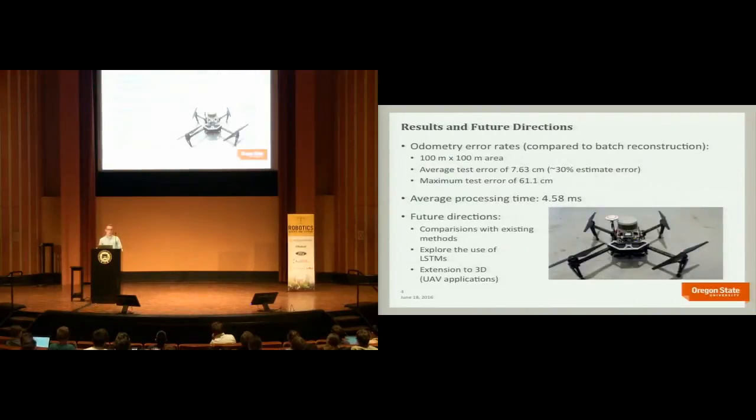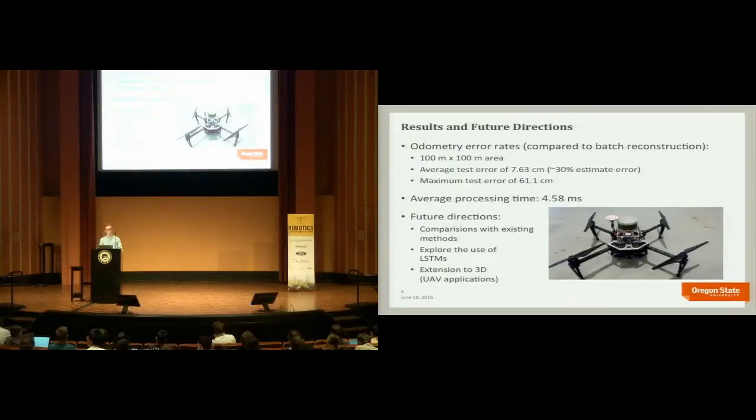So of all the networks we tested, the most accurate we came up with over the 100 by 100 meter test area had an average test error of 7.63 centimeters when compared to the more accurate batch reconstruction ground truth, and a maximum test error of 61 centimeters. So it's still about 30% estimate error, which isn't as low as we'd like to get. But one nice thing from this is that we were able to predict, on average, for a scan pair, in only 4.5 milliseconds.